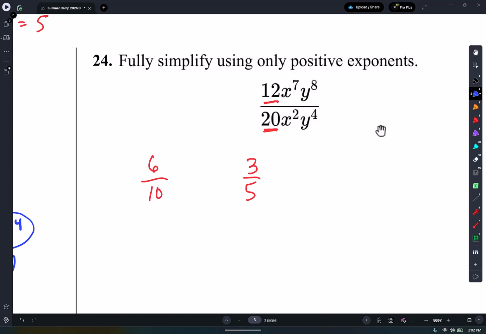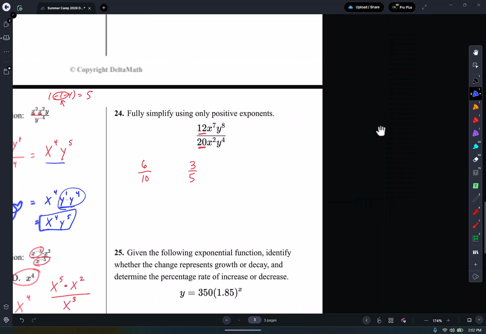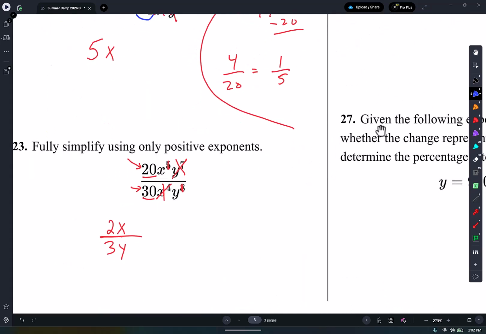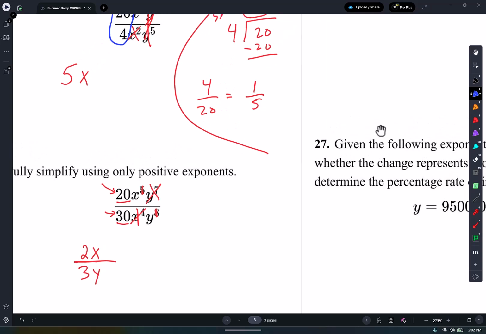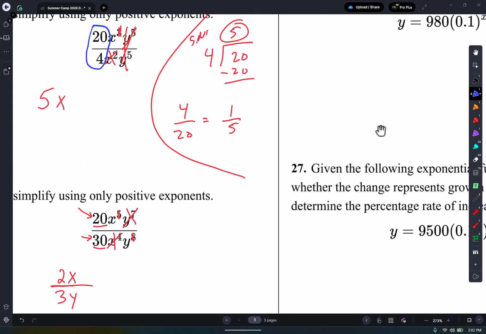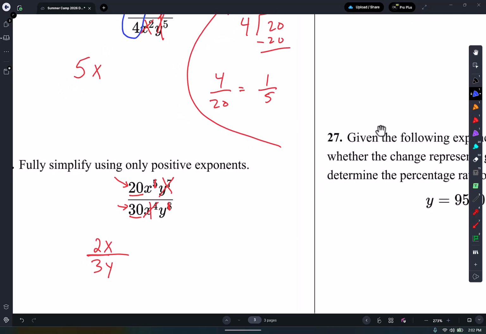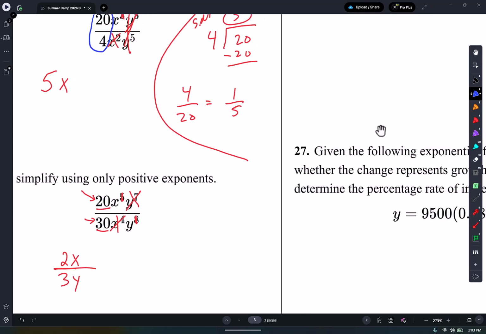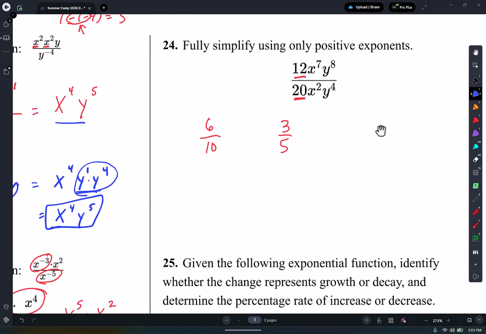Hit me. Number 23 said to fully simplify using only positive exponents. Yeah, they're positive, I think. Oh, yeah, that's positive 1. But no, please hit me, anytime. Yeah, because if I would have brought that up, it would have been a negative exponent. But there it is, positive exponent. Oh, yeah, you're good. All right, here we go, guys.